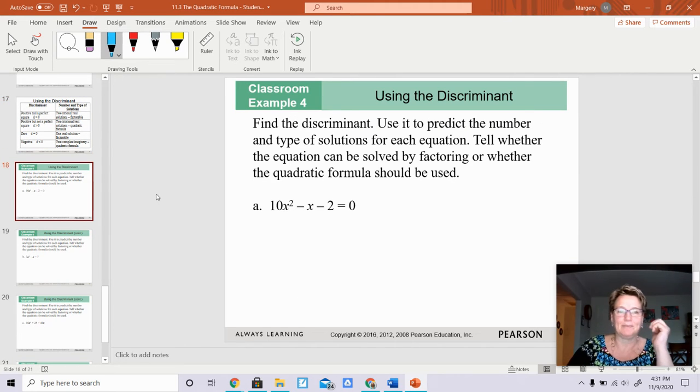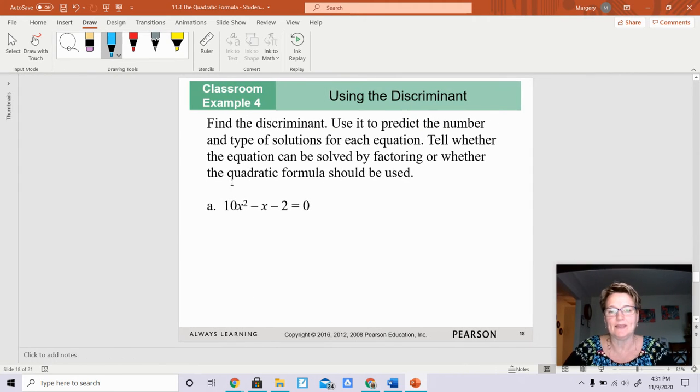The first example gives us a quadratic equation in standard form. So what we're going to do is use b squared minus 4ac, and that is the portion that is under the radical. So you guys are going to have to tell me what a is, what b is, and what c is.